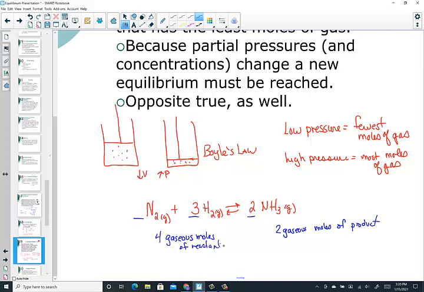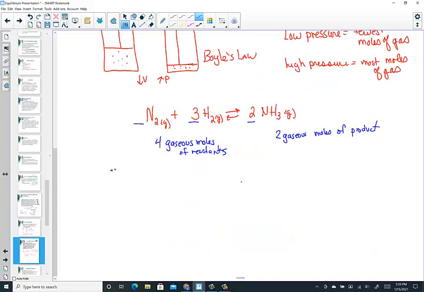Now let's suppose in this system, the stress that we're going to apply is that we decrease volume. And that's what it would say in the problem. You've decreased the volume as your stress. What will this system do, according to Le Chatelier's principle, to alleviate or eliminate the stress and reestablish dynamic equilibrium?